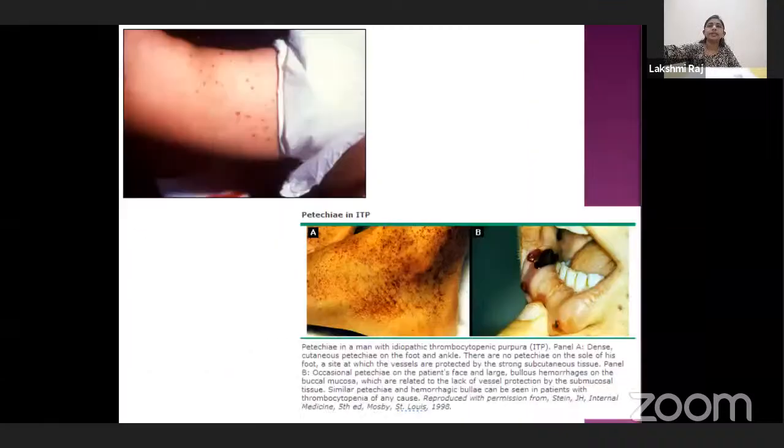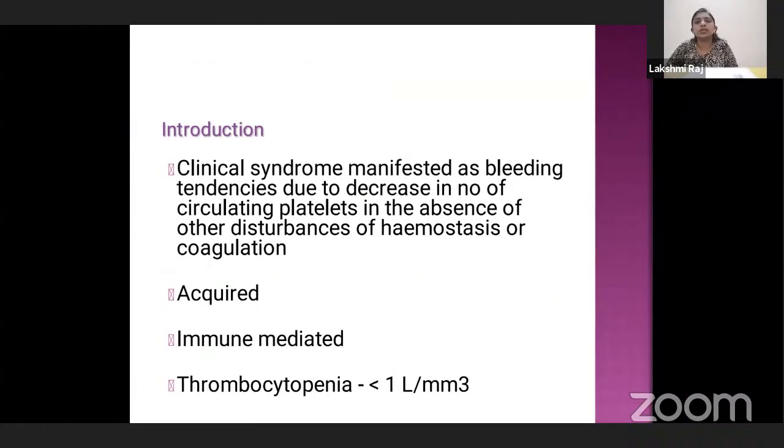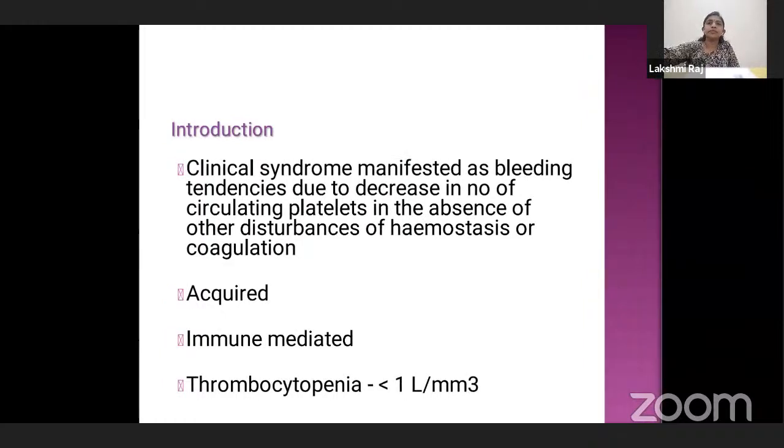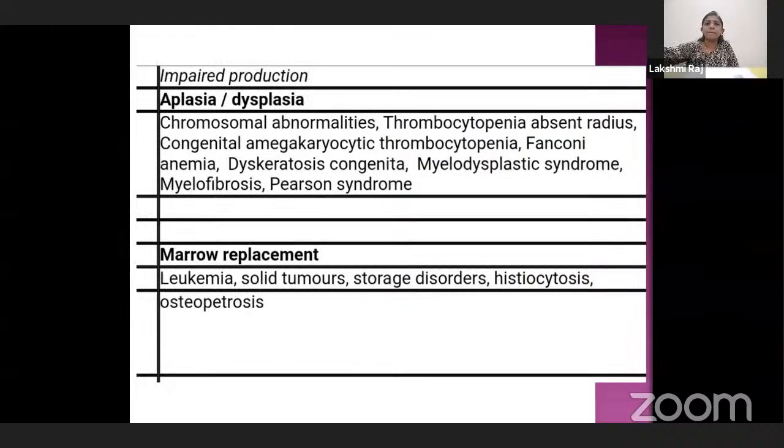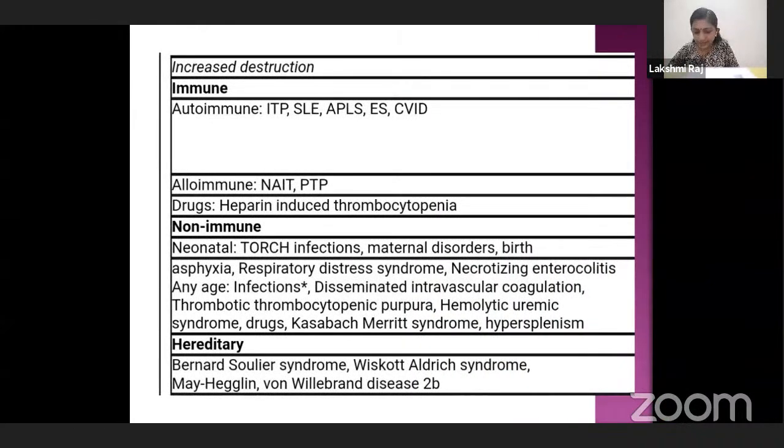Any doubts? Anyone? Anyone having any doubts? Any of the slides, if anyone didn't understand, please tell me.